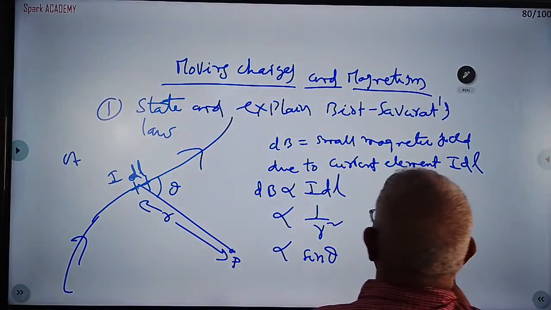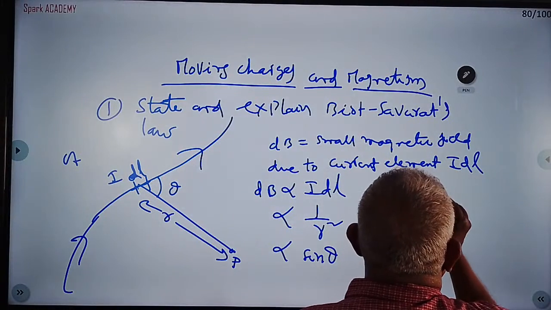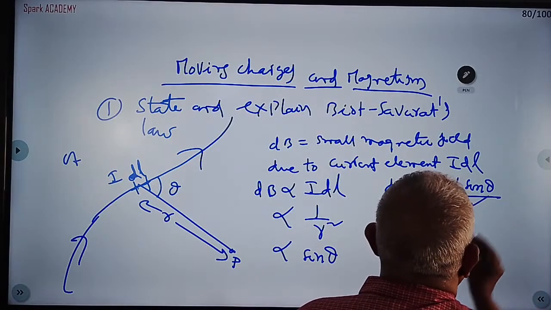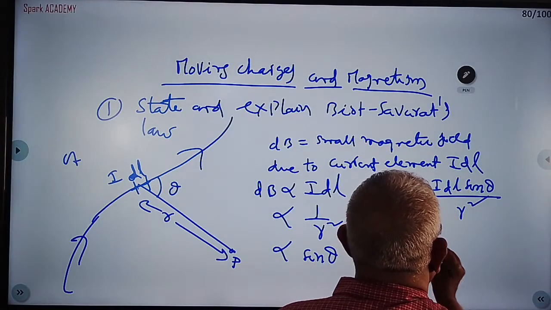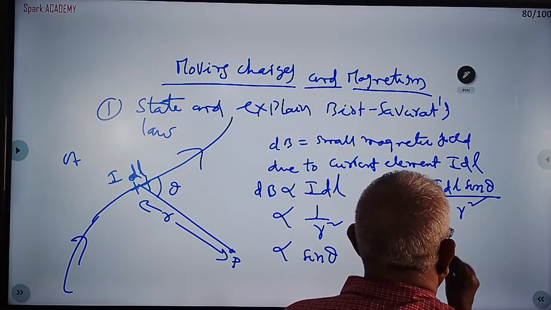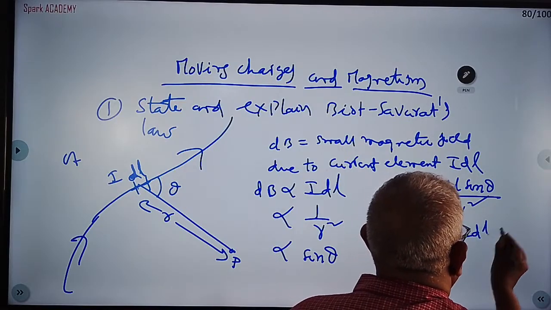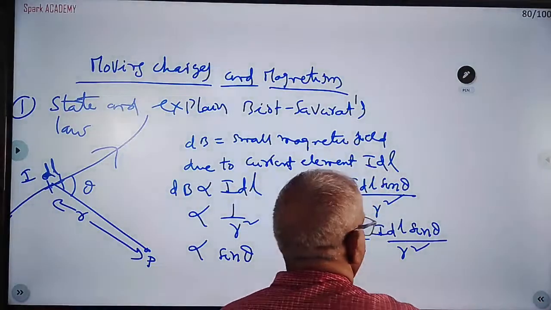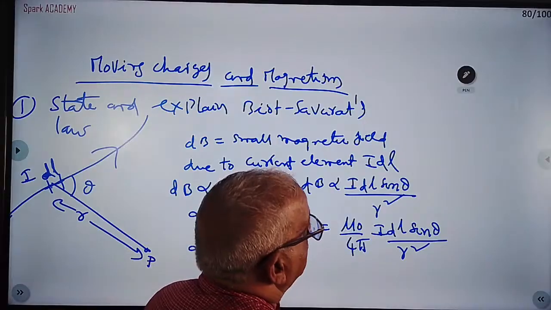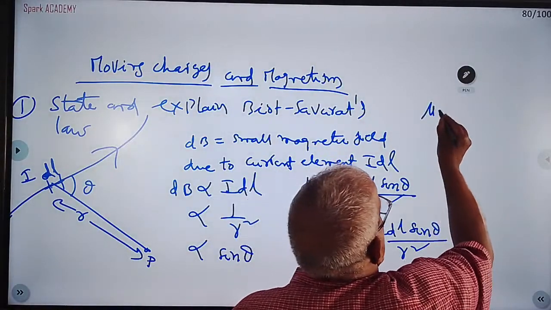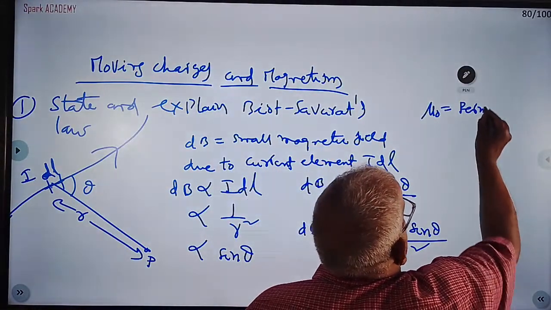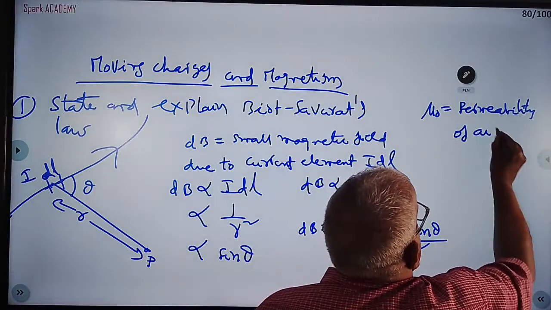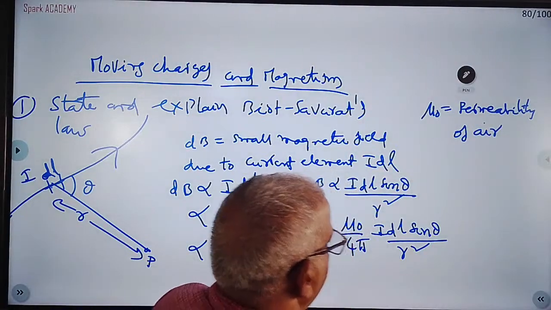Then dB is proportional to Idl sin theta by r square. If you remove the proportionality, you will get a constant: dB is equal to mu naught by 4 pi Idl sin theta by r square. This is the formula. What is mu naught? Permeability of air, the magnetic constant.